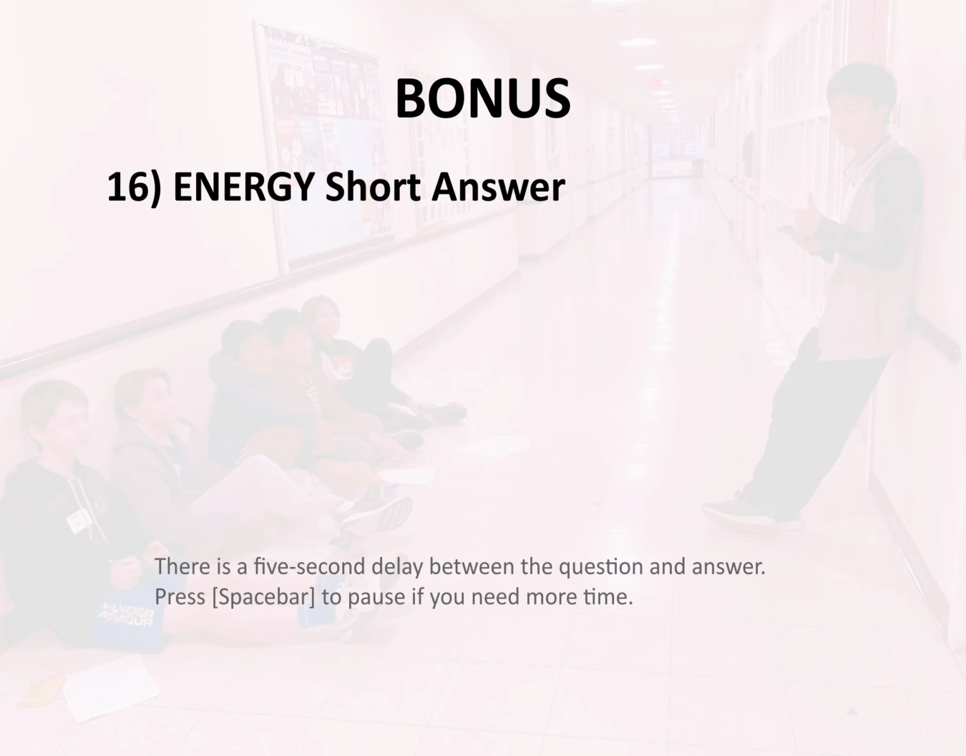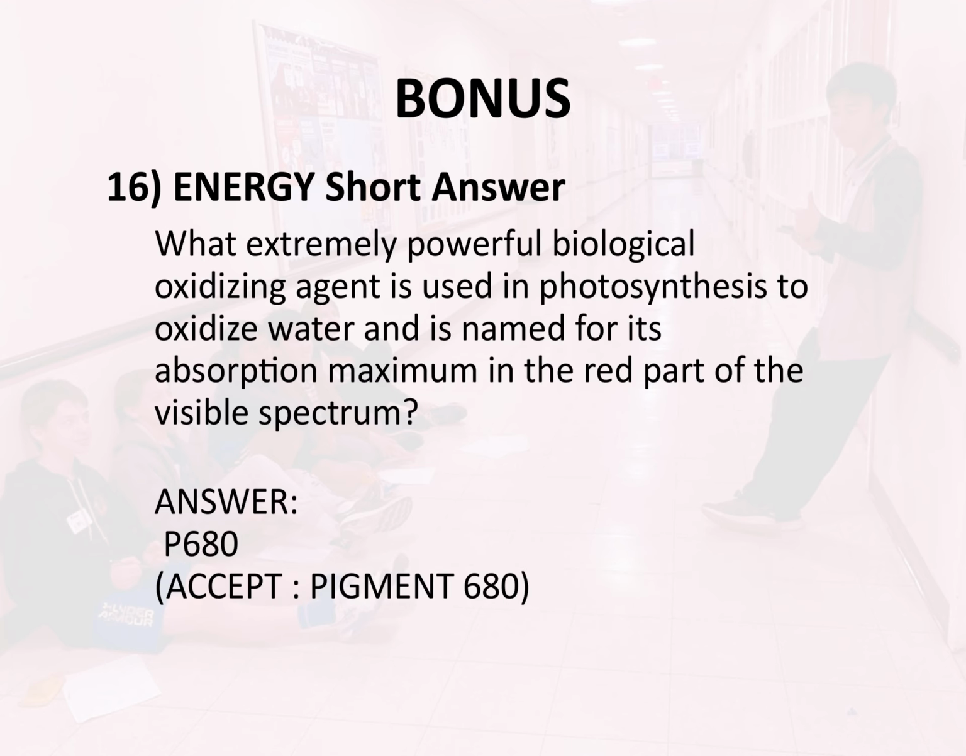Bonus 16. Energy. Short answer. What extremely powerful biological oxidizing agent is used in photosynthesis to oxidize water and is named for its absorption maximum in the red part of the visible spectrum? Answer: P680.